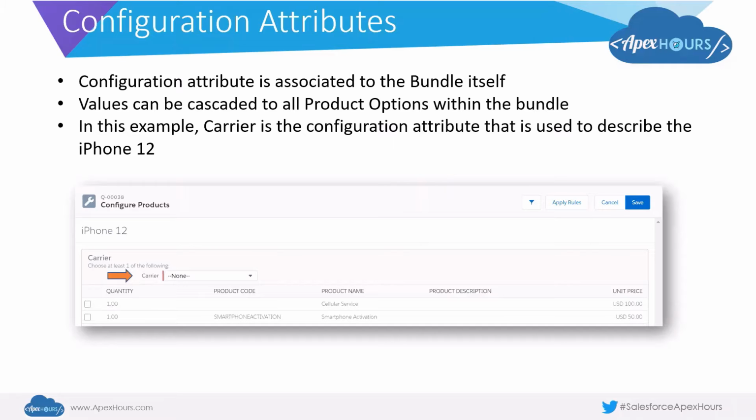One nice thing about the configuration attribute is that the values can also be cascaded to all the product options within the bundle. So we can take this particular carrier selection made for this iPhone 12 and use it to describe the cellular service if the user selects a plan to go with the phone.